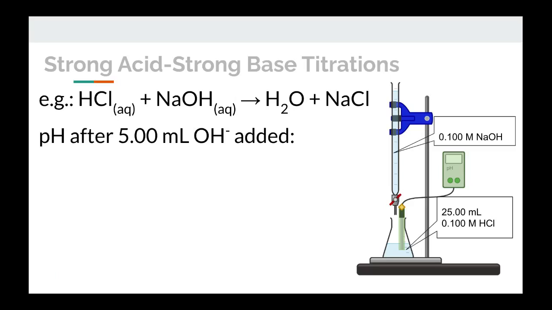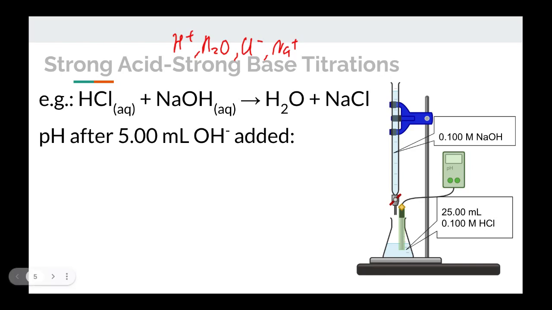Now let's take a look at what the pH would be after 5 milliliters of OH minus are added. What are the major species that are going to be present here? We're going to have H plus in there. We're going to have H2O. We're going to have chloride ion from the acid. And we're going to have sodium ion from the base that we've added. Sodium and chloride don't have any effect on pH, neither does water. So the amount of H plus that's still there, that's going to be what influences our pH.